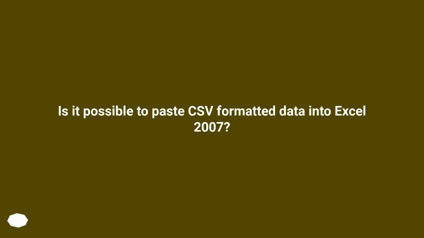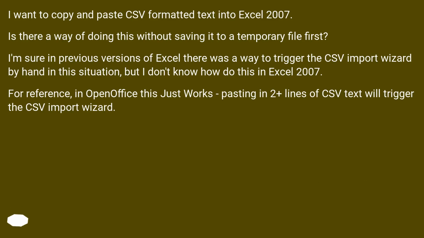Is it possible to paste CSV formatted data into Excel 2007? I want to copy and paste CSV formatted text into Excel 2007. Is there a way of doing this without saving it to a temporary file first?